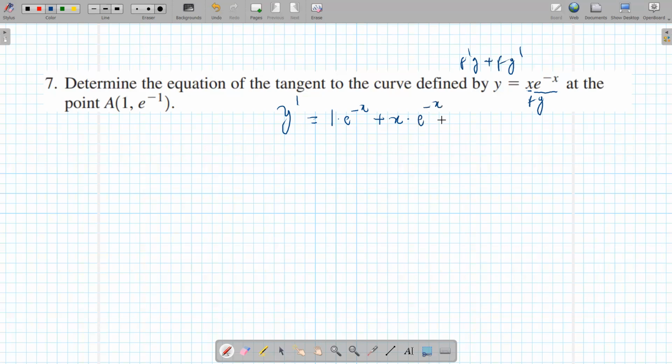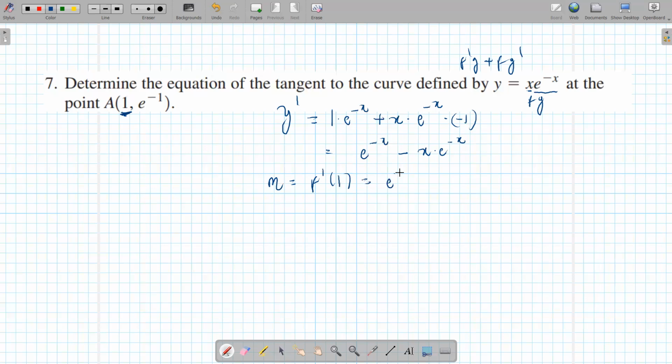Is that it? Is there any chain rule component to this? Yes, there is. What's the derivative of negative x? Negative 1. Yeah, negative 1. So you have e to the power negative x minus x times e to the power negative x. This is your slope function. Then you need to find your m by plugging in f prime of whatever the x value is into this.